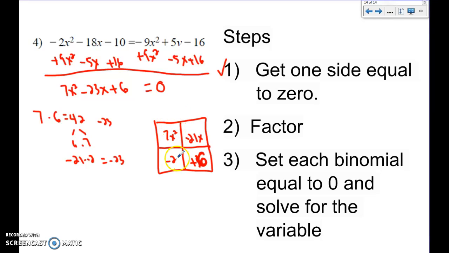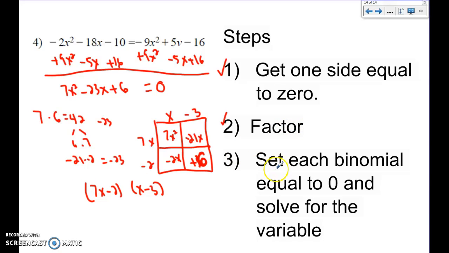So what goes into 7x squared and negative 2x? That's just an x. What goes into negative 21 and 6? That's a minus 3. What goes into 7 and 21 is a 7. They both have an x, so I can take one out. What goes into negative 2 and 6 is negative 2. So I factored, and I got 7x minus 2, and then x minus 3.